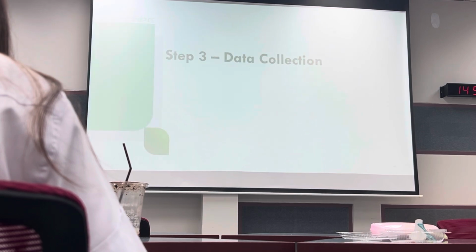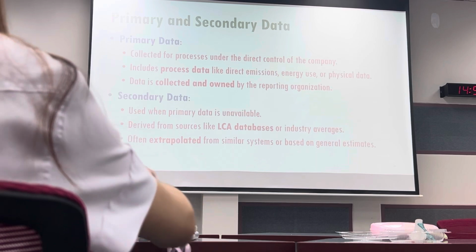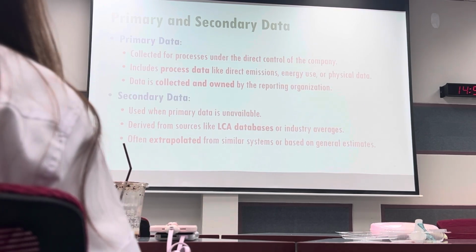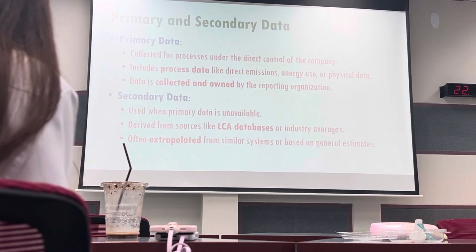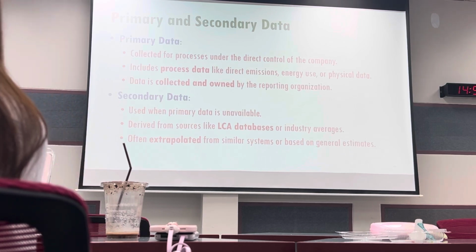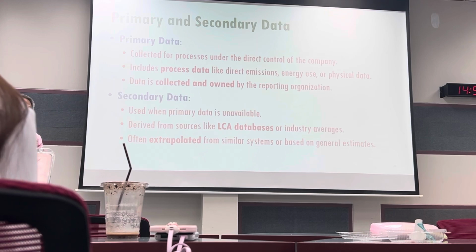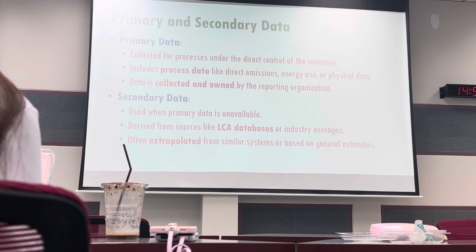And then the main point of doing the carbon footprint is data collection, which is the toughest part of the process. Two types of data. Primary data, this one you collect yourself from the company. So it's the actual data from the actual site. It includes process data, for example, direct emissions, so you measure how much CO2 was emitted from the flue. Energy use, you have the electricity meter attached to the process of the plant. And physical data, for example, you can measure how much waste in kilograms is produced, how much weight of the product you produce, or how many units.